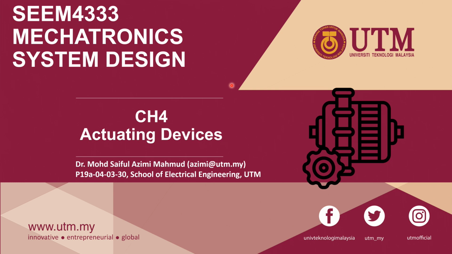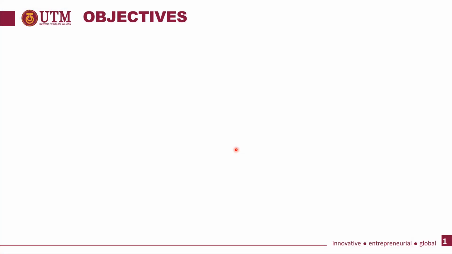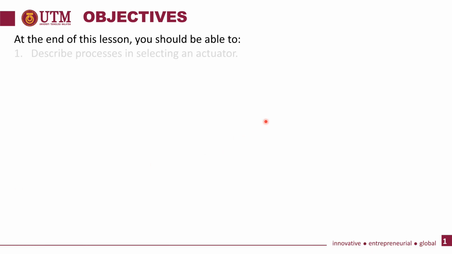So today we will continue our lesson on chapter 4 in Mechatronics System Design entitled Actuating Devices. Right, so let us proceed. Before we proceed with our lesson, let us take a look at the objective for today's lesson. At the end of this lesson, you should be able to describe processes in selecting an actuator.